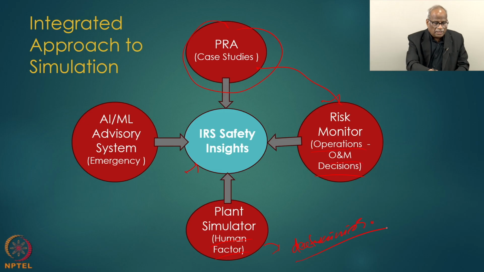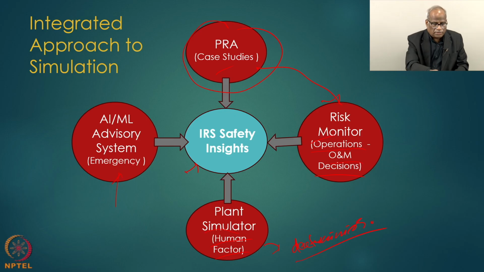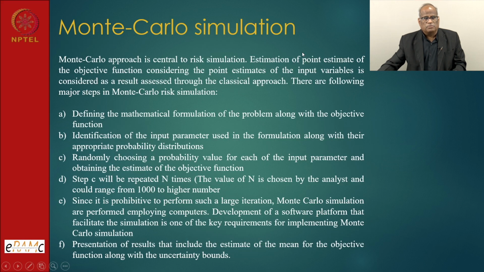Okay, and then the AI/ML advisory approach. If there is an advisory system, there is a mode of communication between the PRA model, risk monitor, plant simulator, and operator advisory system, because finally it forms a closed loop by operator action. Okay, so a corrective action program can be implemented through this advisory system. So for a holistic and integrated simulation, we have to have these 4 elements in place, wherein the PRA is the fundamental thing.